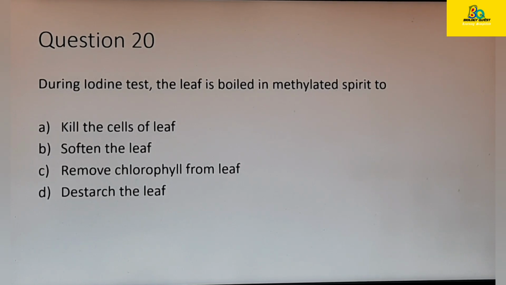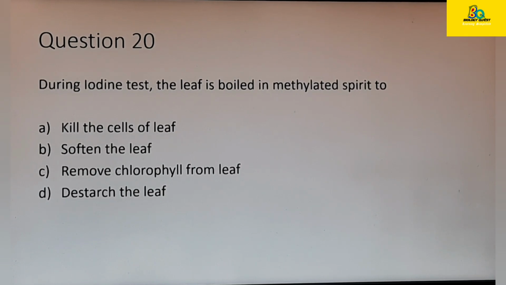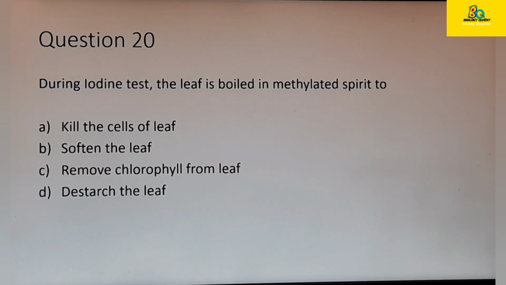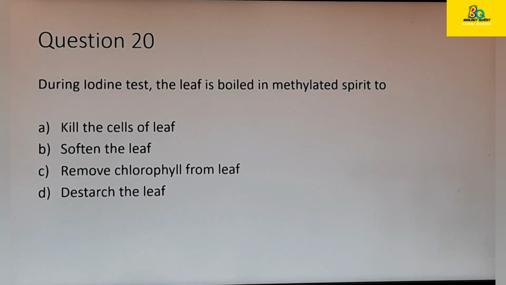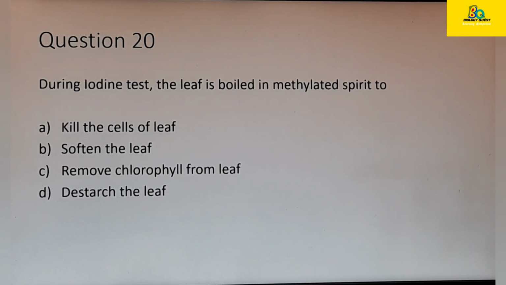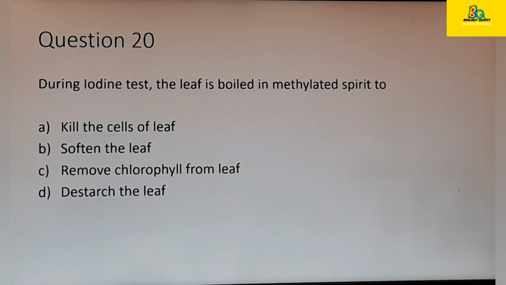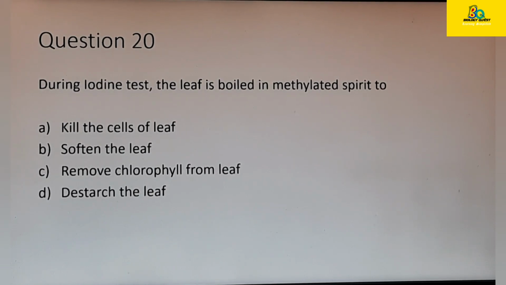Okay. So, first initially after conducting the experiment, we remove the experimental leaf and we dip the leaf in boiling water, and this is done to kill the cells of the leaf. Then the second step in the iodine test is to remove chlorophyll. This is done by boiling the leaf in methylated spirit. And after that the third step is the leaf is made soft. When we boil it in methylated spirit, the leaf becomes hard and brittle, and the leaf is made soft by placing it in hot water.